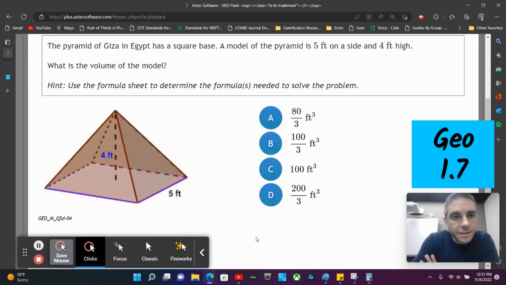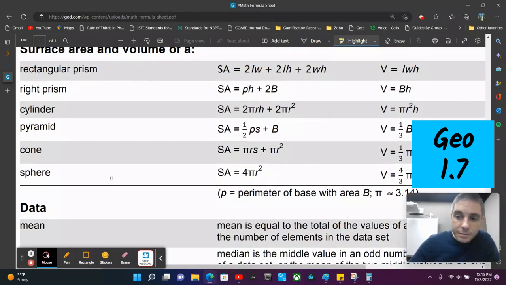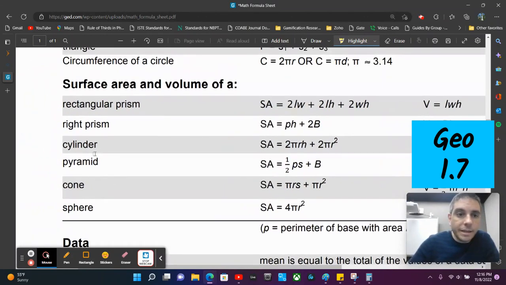The Pyramid of Giza in Egypt has a square base. A model of the pyramid is 5 feet on a side and 4 feet high. What is the volume of the model? When it comes to three-dimensional objects, the measurements we're going to be asked to do on the GED test will be in this area right here, surface area and volume.